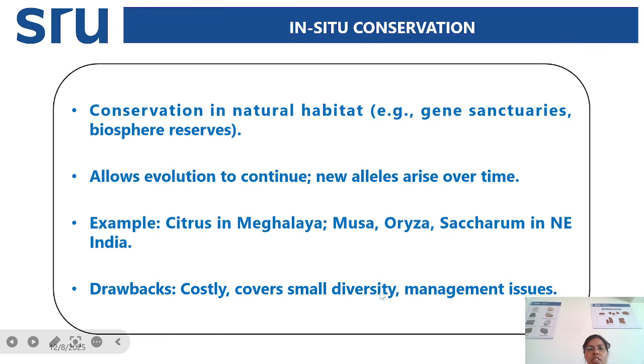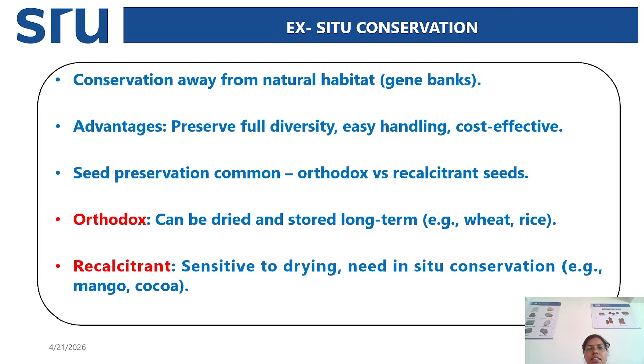So this is about in situ conservation. Here we can conserve the germplasm in the natural habitat, and over a period of time we can observe the formation of new alleles. The main drawbacks are that it is very costly, and it covers only a small part of the genetic diversity. This is about in situ conservation. And next is ex situ conservation.